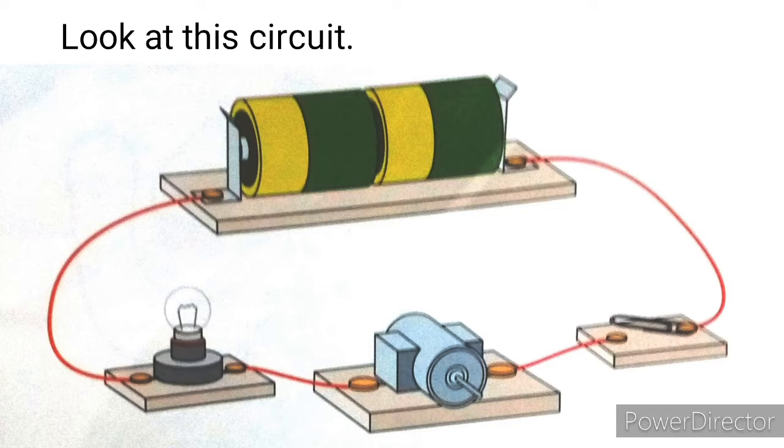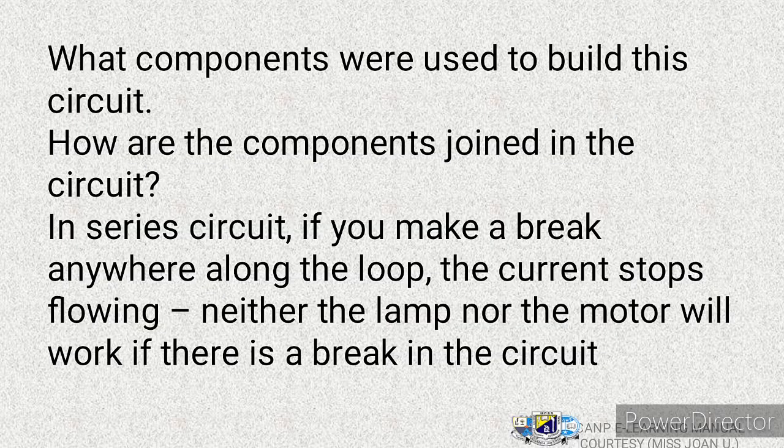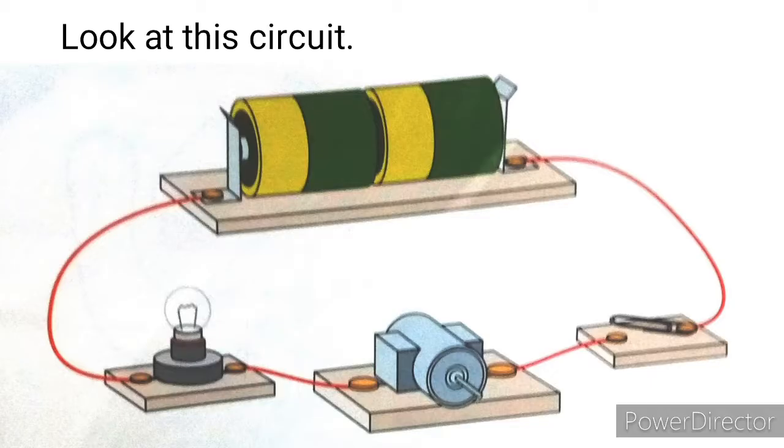All right. Now observe this circuit very well. You will discover that the key is open. Not only that, only one single wire is connecting all the components together. Okay, there's a single line of wire. Now the question is, what components were used to build this circuit? You already know. How are the components joined in the circuit? You already know. Okay, look at this connection.